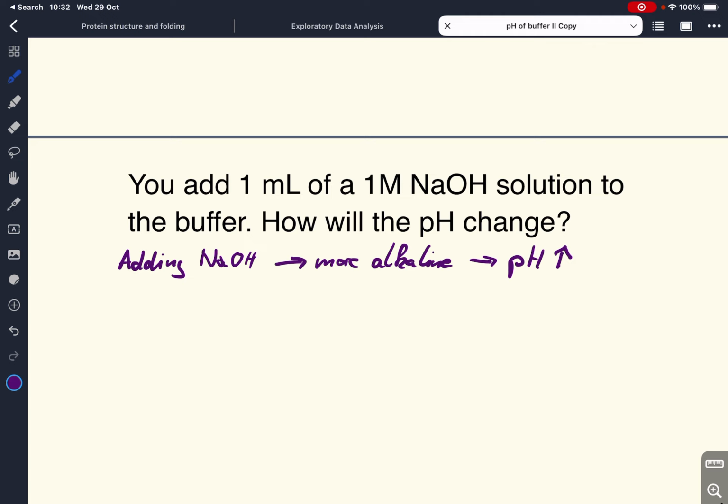Okay, so how do we approach that? So in the first place, we calculate how many moles of sodium hydroxide, or in this case OH minus, do we add?